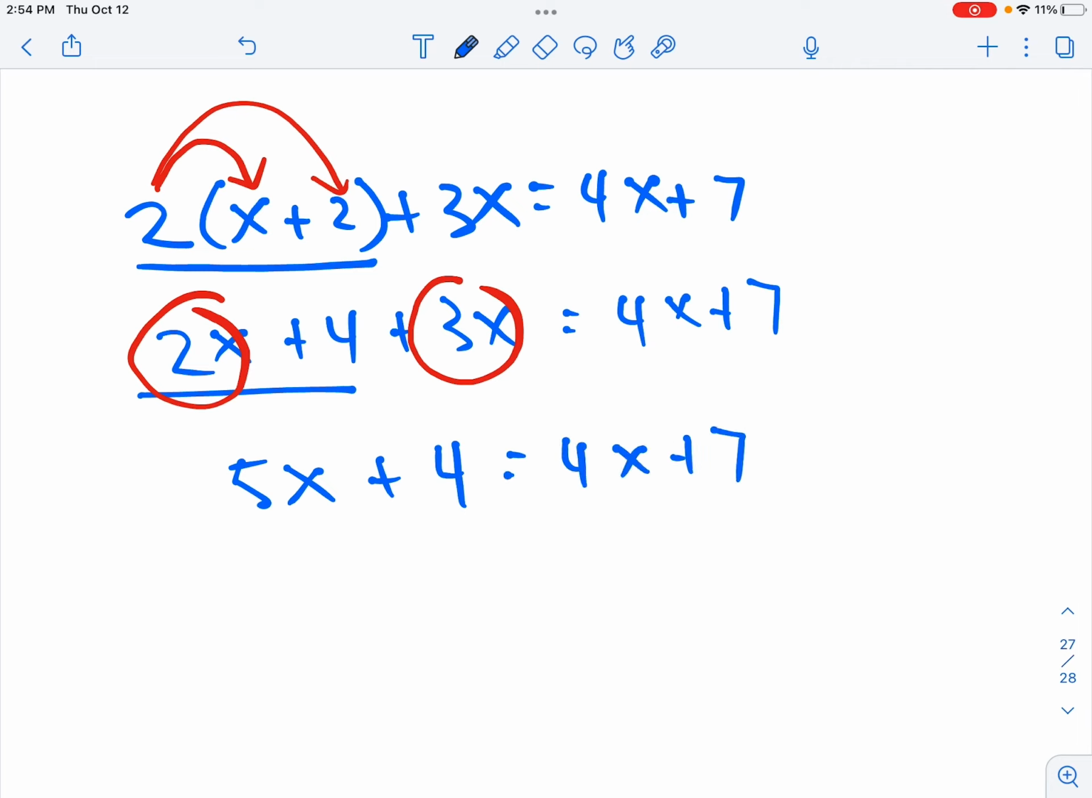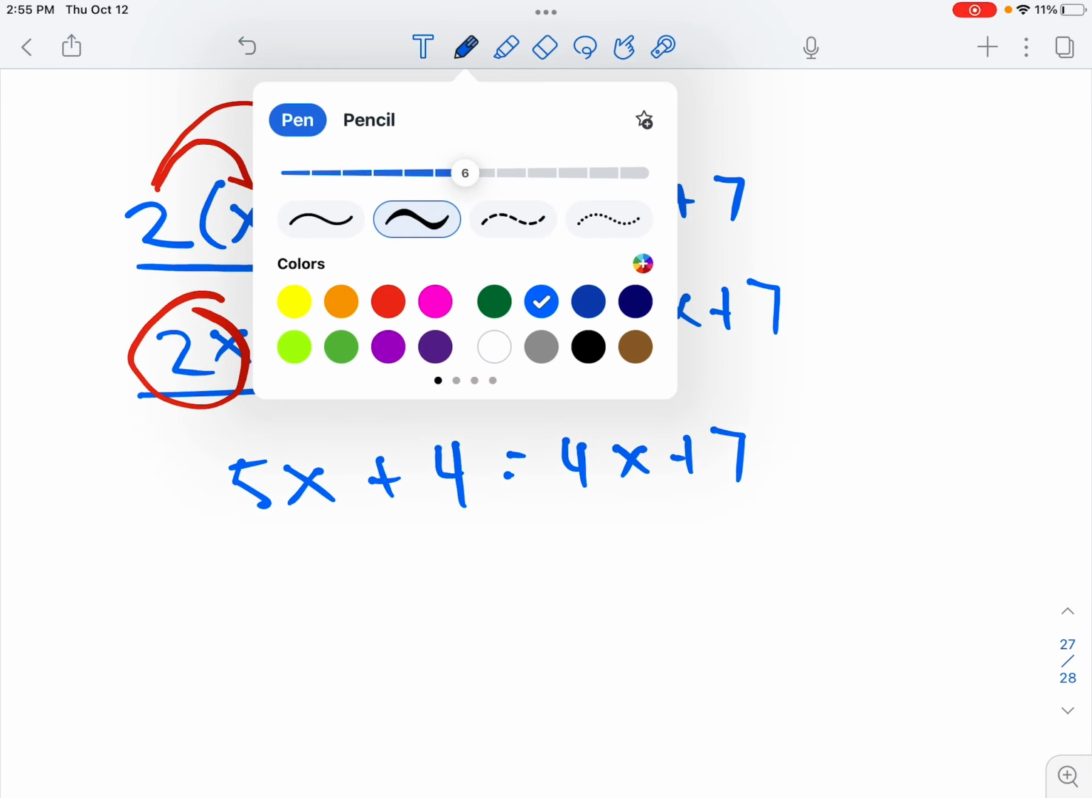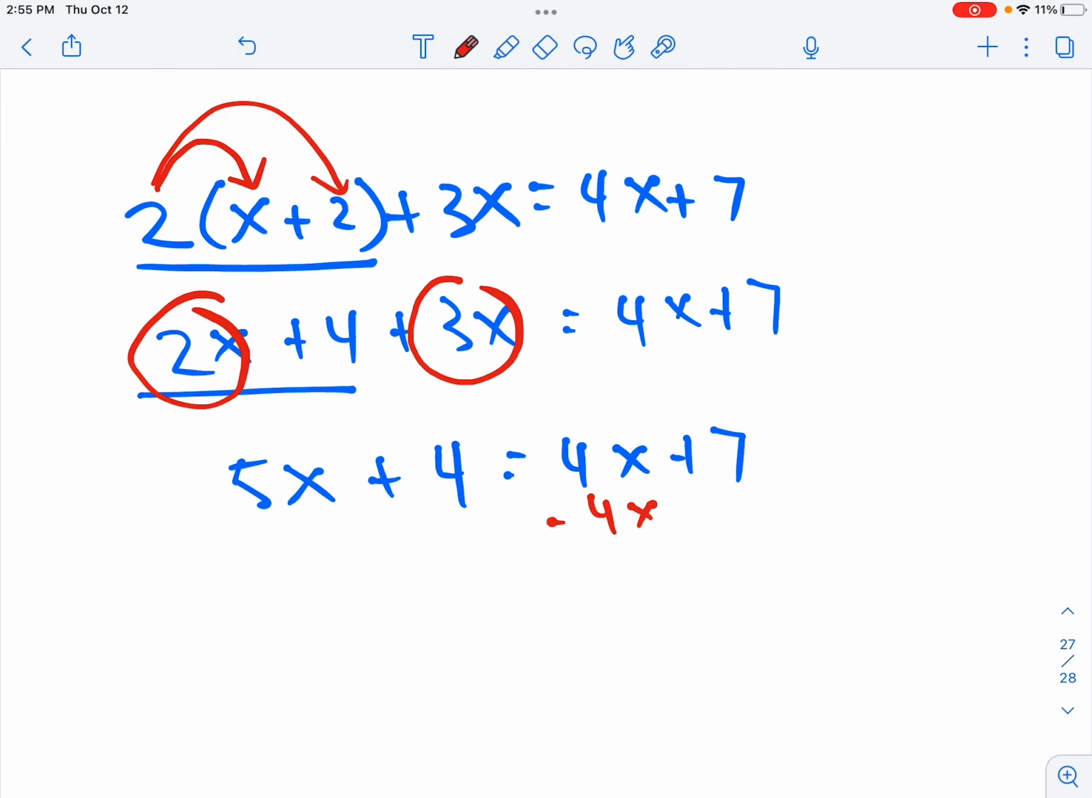All right, and now from here, we're going to take away 4x from both sides. And now that's going to give us x plus 4, those cancel, equals 7. And you can solve it from there.